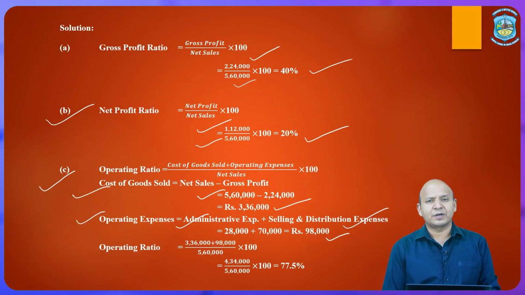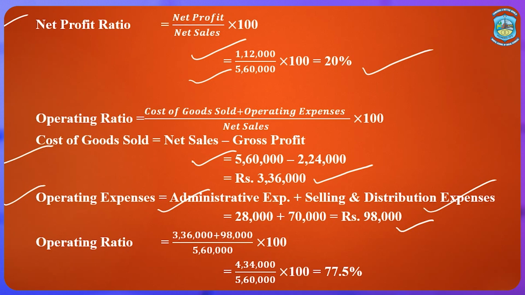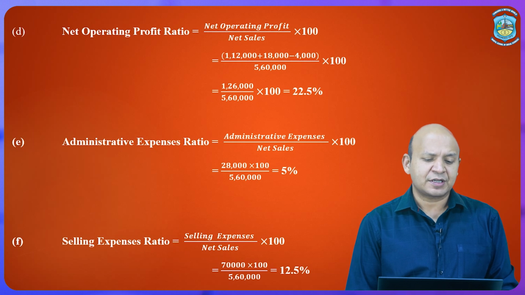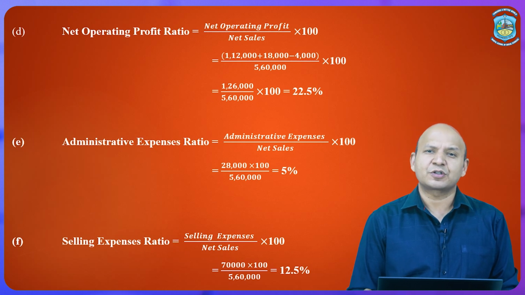Now comes the formula. Operating ratio, as we discussed, that is equal to operating cost divided by net sales into 100. So, the amount of operating cost will be 3,36,000 that is the cost of goods sold, 98,000 that is the operating expenses. So, therefore, the total is 4,34,000 divided by net sales is 5,60,000. So, this fraction multiplied by 100, our operating ratio is coming 77.5%.